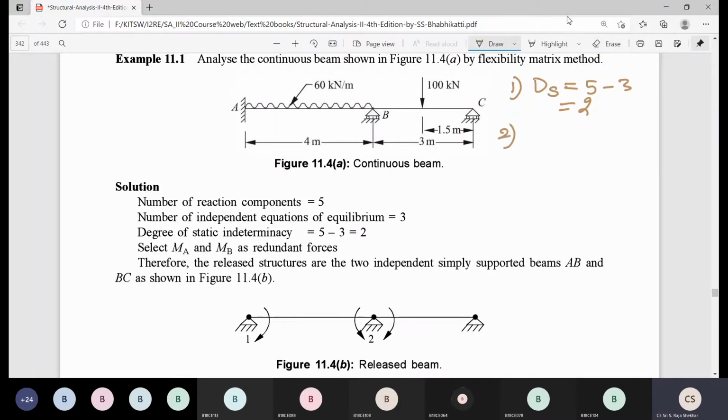In the second step, we need to convert that indeterminate structure into a determinate structure. How to convert that indeterminate structure into a determinate structure? By releasing the unknown forces.